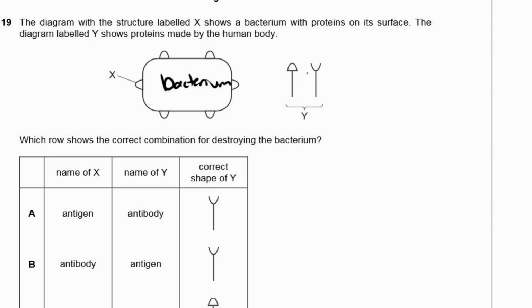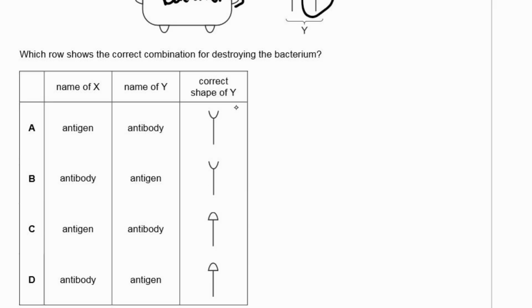So the first thing you have to notice is that the things made by the human body are going to be complementary to the things produced by structure X, the proteins on the surface of structure X. So Y will not fit onto structure X. We need something that will fit onto it, and that is this structure here. So if we look for that, that is one of these 2 options. Now, on the bacterium, the structures on the surface of the bacterium are known as antigens, and antibodies are made by the human body. So the answer here is A.